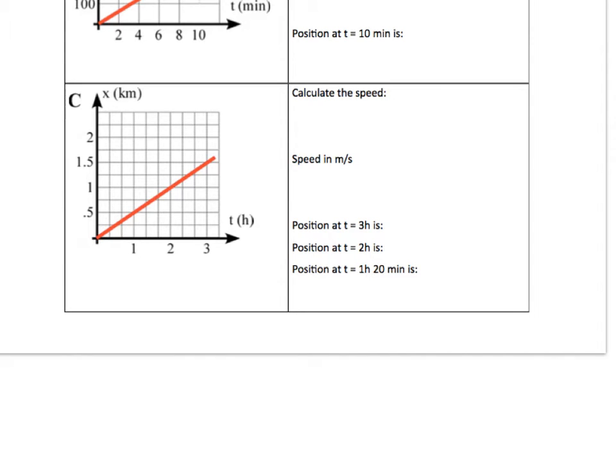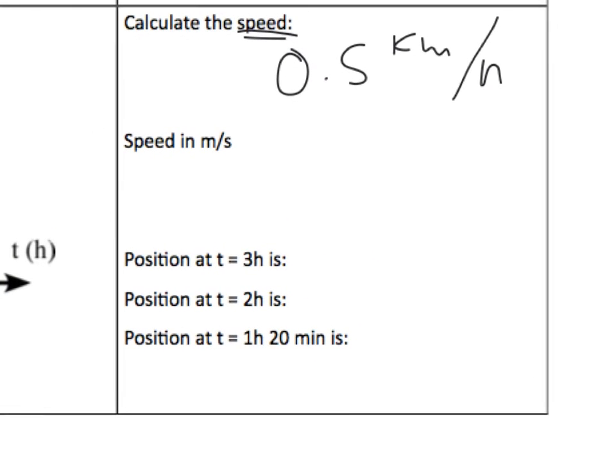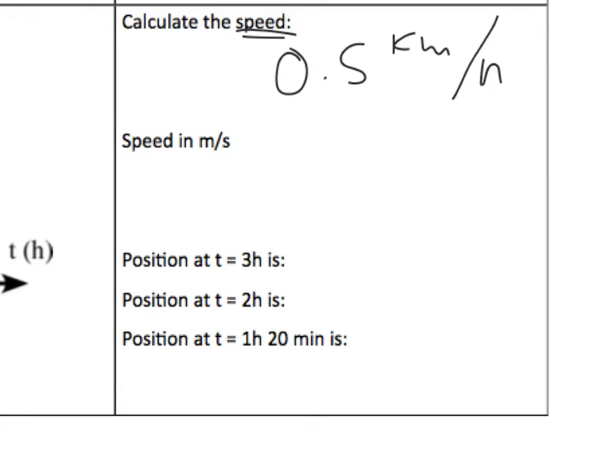Okay, in the last example we calculated the speed, and we said that that speed was going to be 0.5 kilometers per hour. Sorry, that handwriting's kind of sloppy. I'm going to zoom in now, okay? So, what we need to do now is take this number that's in kilometers per hour, and change it into meters per second.